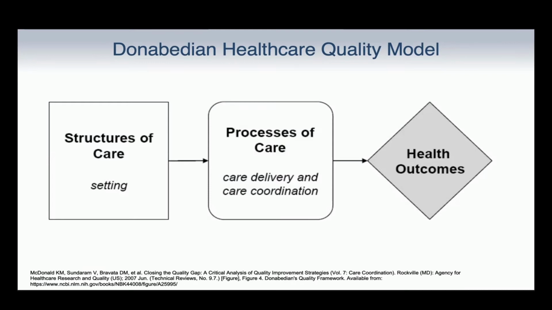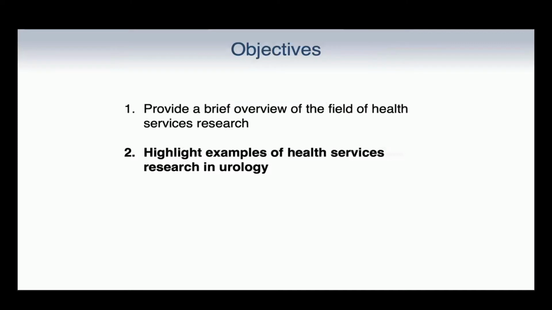Then health outcomes really contains all of the effects of healthcare on patients and population. So you might be looking at change in health status, change in behavior, or again, a clinical outcome for that matter. But really, the idea behind this model is that improvements in the structure should lead to improvements in the process, and in turn, should lead to an improvement in outcome. So that is just a brief and by no means extensive overview on what health services research is.